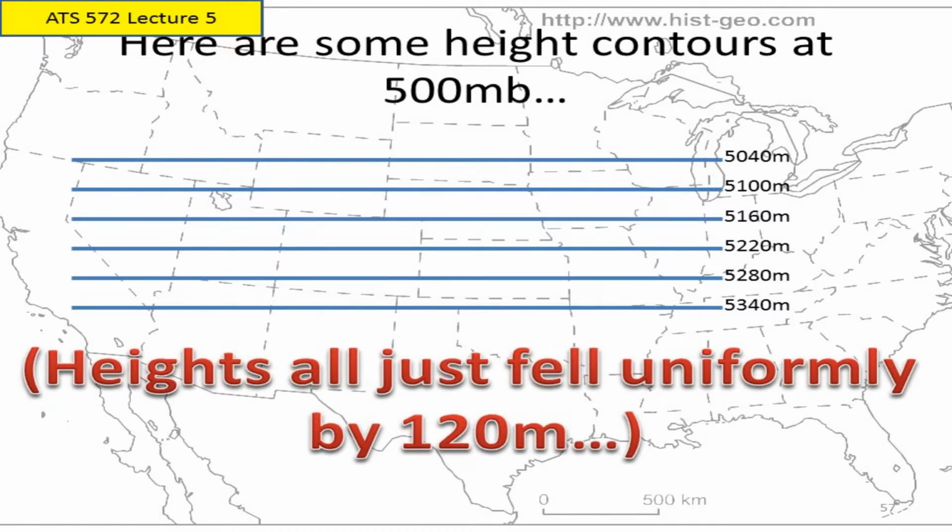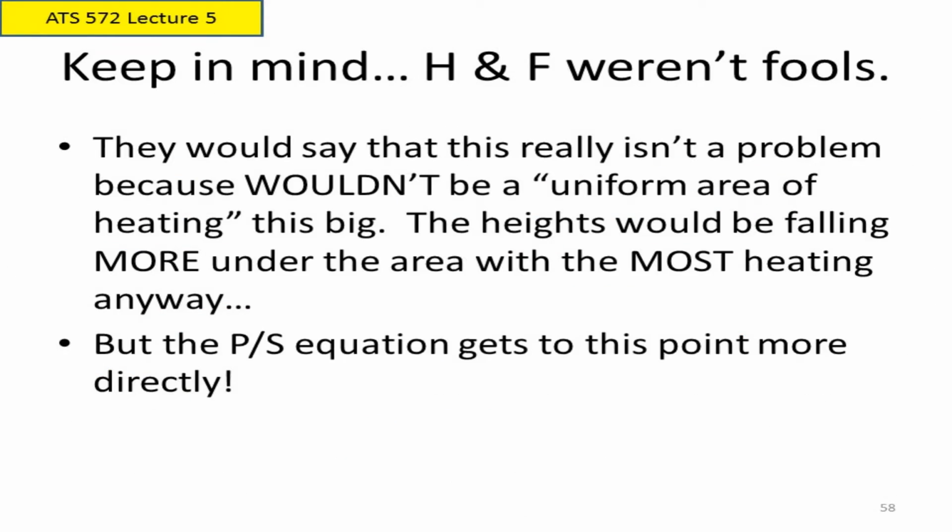So all my heights in this case, I just sort of subtracted 120 meters from them, and they're all just lower height than they were before. Hey, wait a minute. Is that what you call cyclogenesis? Like the whole thing just got lower? No. By cyclogenesis, we mean we're forming a low or we're forming a trough or whatever. Now, Hirschberg and Fritsch weren't fools, okay?